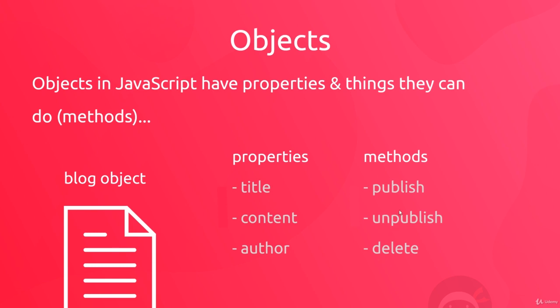So you can see how real life objects and JavaScript objects are quite similar. They both have properties and they both have things they can do, but in JavaScript they're called methods, which are functions. So this idea of objects is going to allow us to create these kinds of data structures which represent certain things in our code or web applications.